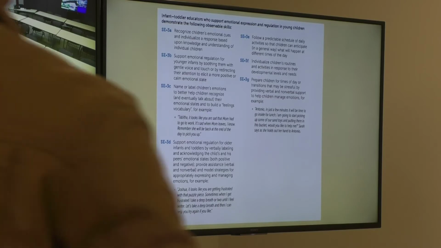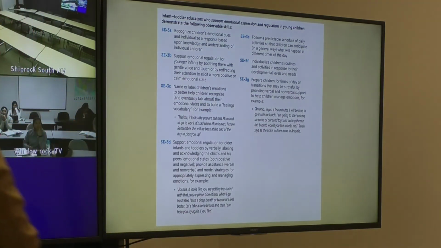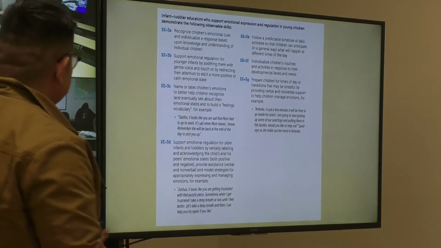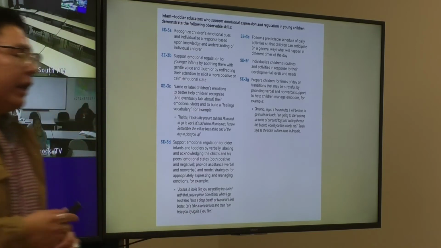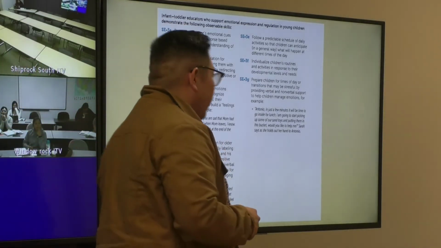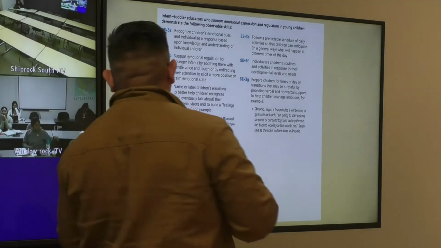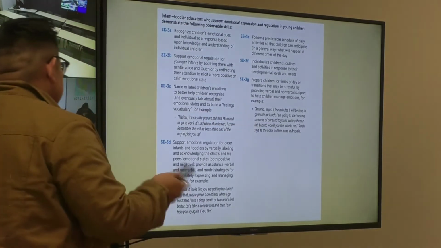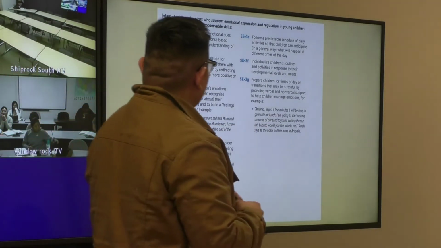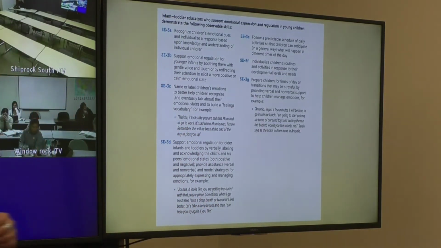When I work with little ones, sometimes they're like, sad. Okay? And we look at why. Number 3D, support emotional regulation for older infants and toddlers by verbally labeling and acknowledging the child and his peers' emotional states, both positive and negative. So we have an example. Joshua, it looks like you're getting frustrated with that puzzle piece. Sometimes when I get frustrated, I take a deep breath, or two, until I feel better. Let's take a deep breath, and then I can help you try again if you like.